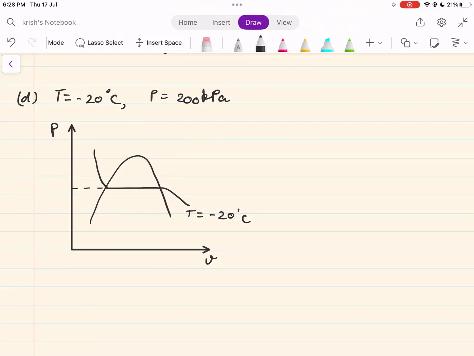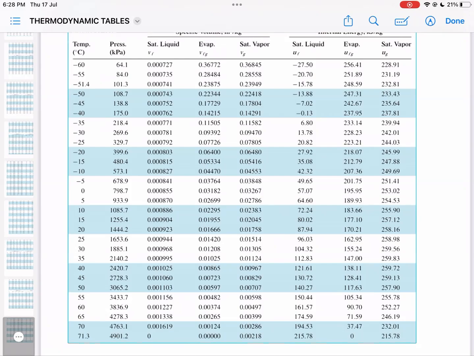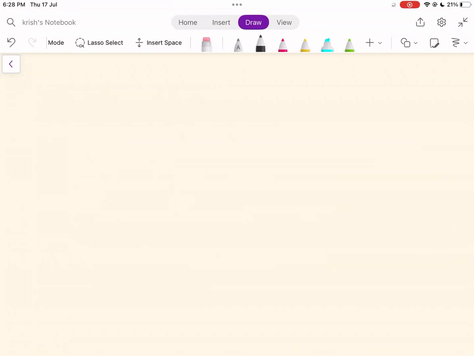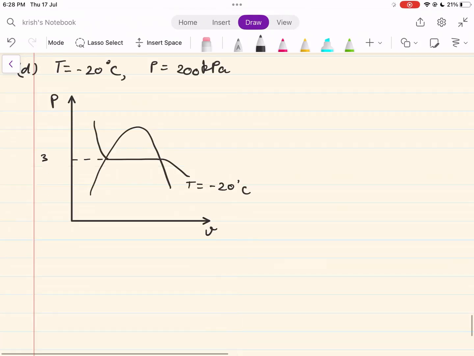PV diagram is correct because that's what we did above also. At negative 20 degrees Celsius, saturation pressure is 399.6 kilopascals. And since it is lower, it is superheated.